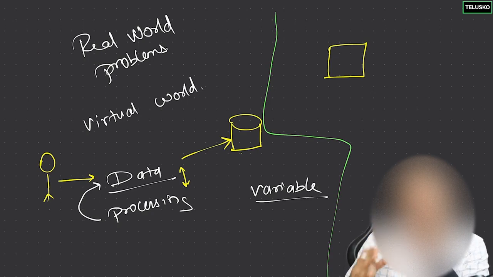Now, I'm not talking specifically about Java. In general, when you want to store data, you will store it in a box, and that box will have a type to it. It can be of type numbers, it can be of type text or image or video.